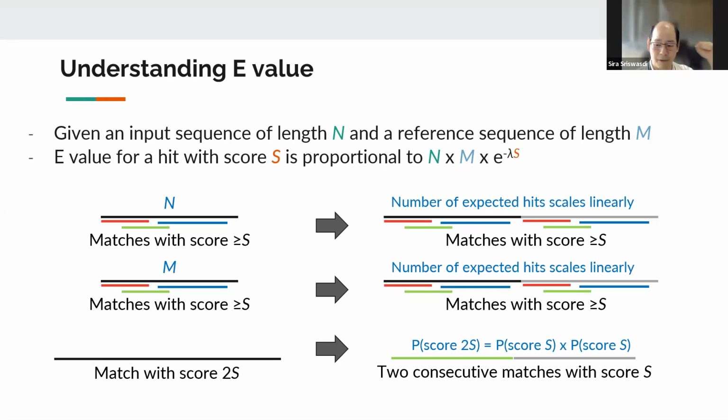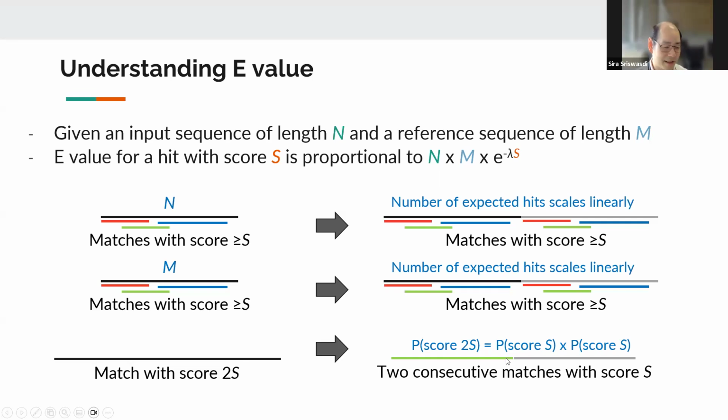Because let's say you start with 0 score, at a certain point in the alignment the score becomes S. And then after a certain point, you add S and you get 2S. So basically you have 2 segments of the alignment, each producing a score of plus S. And together you get 2S.